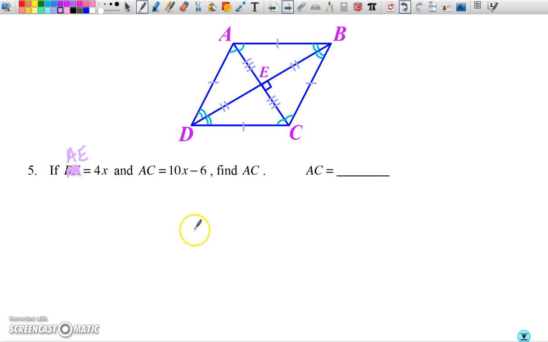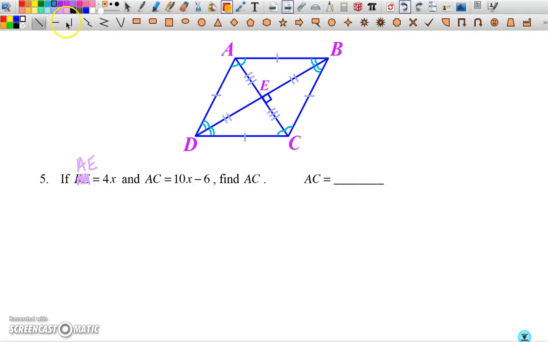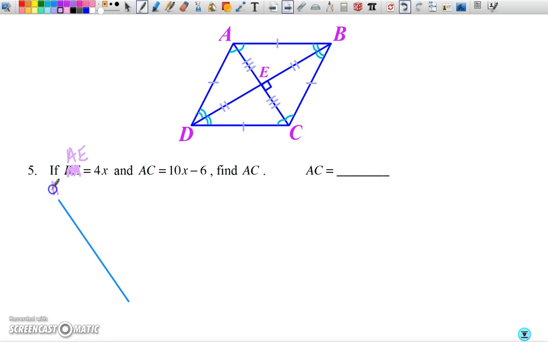Okay, so now for number 5, BE is 4x, and this is actually supposed to say AE, so go ahead and correct that on your paper. That was definitely my fault there. So AE is 4x, and AC is 10x minus 6. So I'm going to go ahead and just draw a line like this, and I'm going to put A here, E right here, and then C down here. So AE is 4x, and then this whole thing of AC is 10x minus 6.